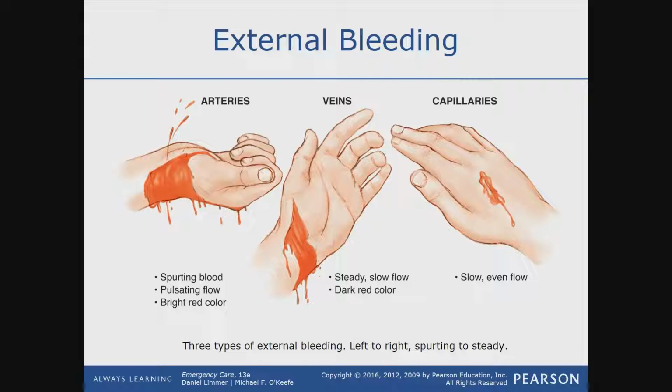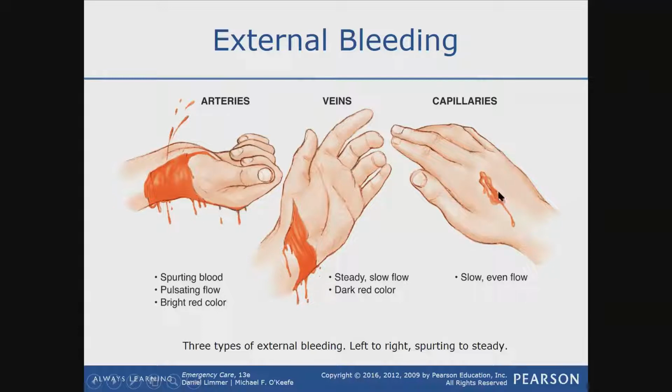Veins are going to be a steady flow because, let me back up a little bit. The heart pushes blood through your arteries, right? So blood is traveling through your arteries, and the force behind that is the heart. After a while, the arteries become arterioles, become capillaries, and in the capillaries there is a pause of blood because that's where the gas exchange is actually occurring.